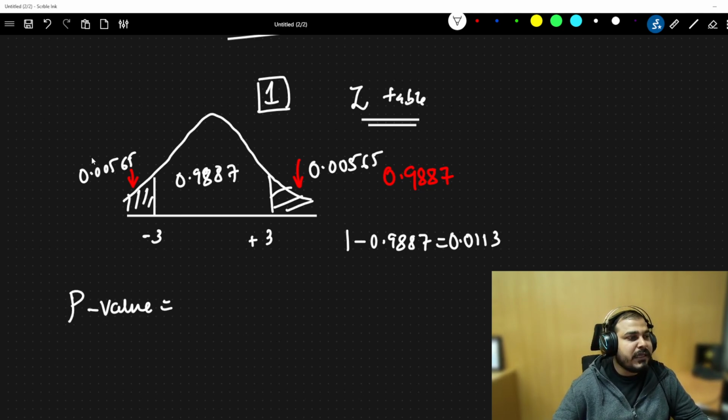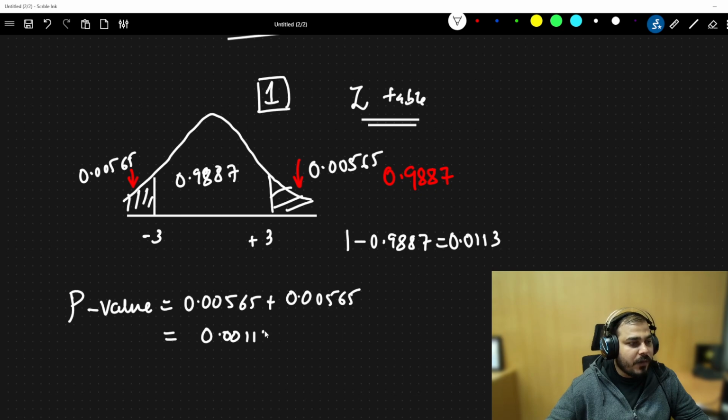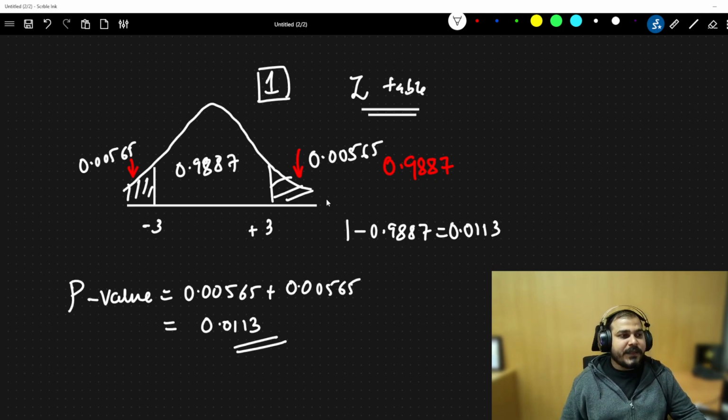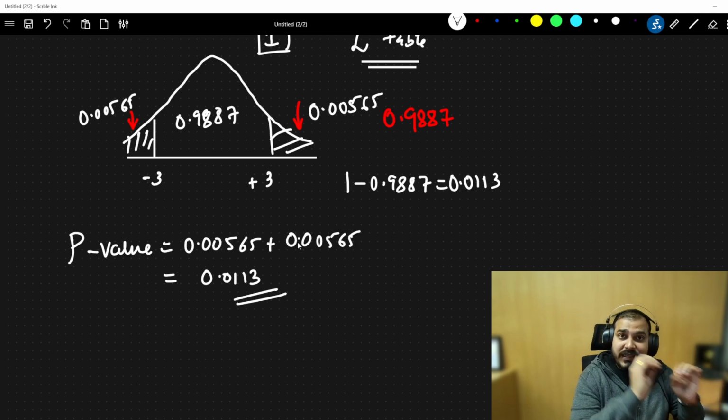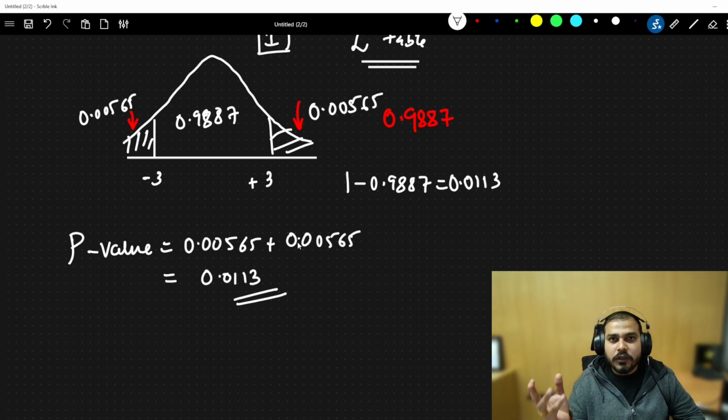So p-value is nothing but this area plus this area. So if I add 0.00565 plus 0.00565, I am going to get 0.0113, right? Once I get it, I hope the calculation is right, but focus on the things that I'm doing. Now, how is p-value related with significance value, because this is how we'll do it in coding also.